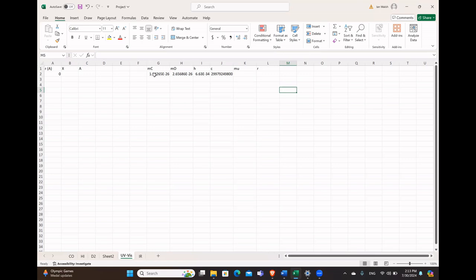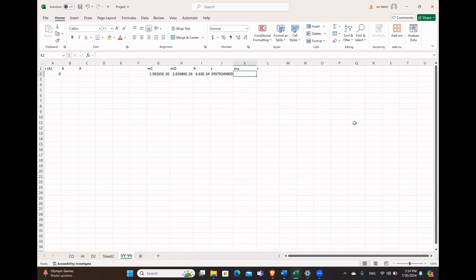Now, in these two cells, I have the mass of a carbon atom and the mass of an oxygen atom. You could look this up if you Google search the mass of a carbon atom, but it's actually pretty easy to calculate as well. You take the mass of carbon in grams per mole and divide it by Avogadro's number, which gives you the mass of a carbon atom in grams, and then divide it by 1,000 to give you the mass in kilograms. So if you ever want to know the mass of an atom or a molecule, you take the molar mass and divide it by 1,000 times Avogadro's number, and that gives you the mass in kilograms.